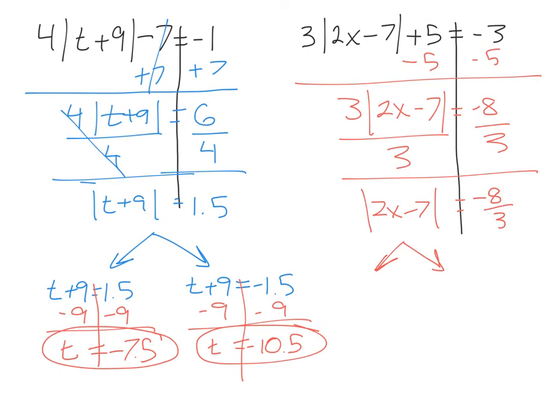But I notice that this absolute value equals a negative number, right? We can't have our absolute value equaling a negative number. In this case, there is no solution. There is no number that can make this absolute value equal negative 8 over 3. So no solution in our final example.